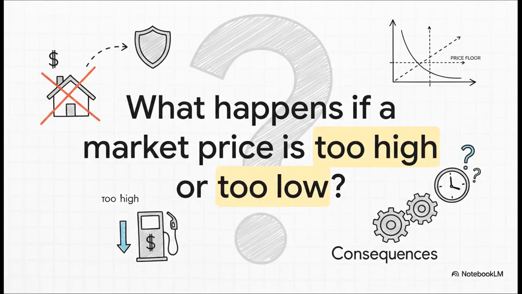It really all boils down to this one simple but incredibly powerful question. I mean, you see it all the time, right? A government takes a look at the price of rent, or maybe gasoline, or wages, and decides, nope, that's too high for people, or that's way too low for workers. So they intervene. But what actually happens next? What are the ripple effects? Well, that's exactly what we're going to unpack together.